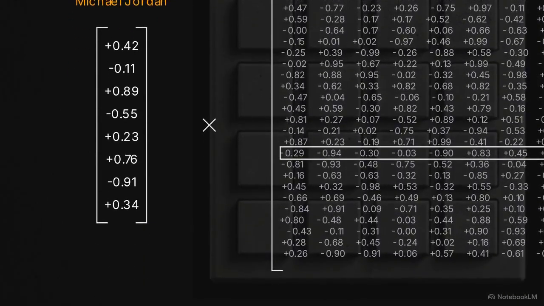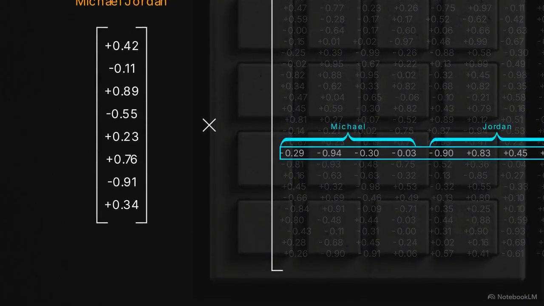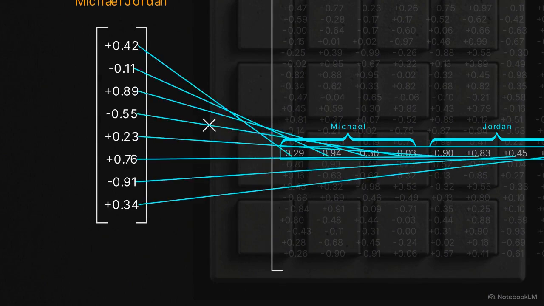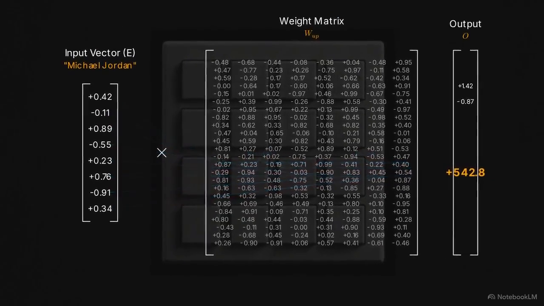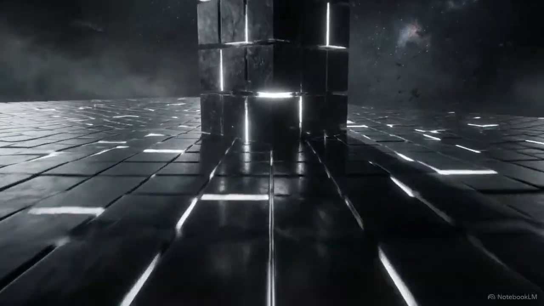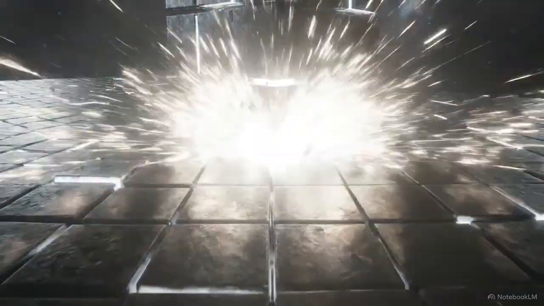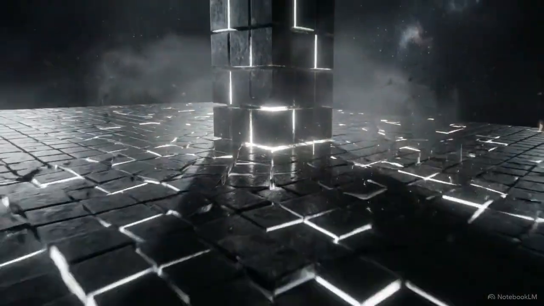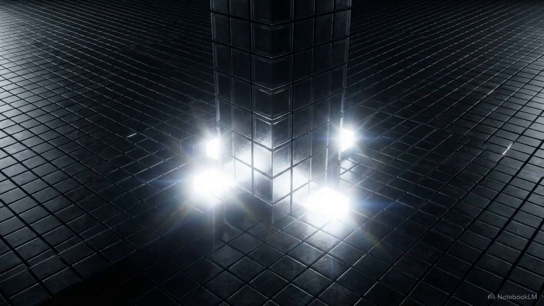In our example, the network has tuned one of these rows to act as a highly targeted probe. It's asking, does this list of numbers represent the combined first name Michael and the last name Jordan? If it does, the math yields a high positive number. Retrieving memory in an AI is a process of bombarding a piece of data with tens of thousands of simultaneous equations, all running in parallel, to see which conceptual probes resonate the strongest.